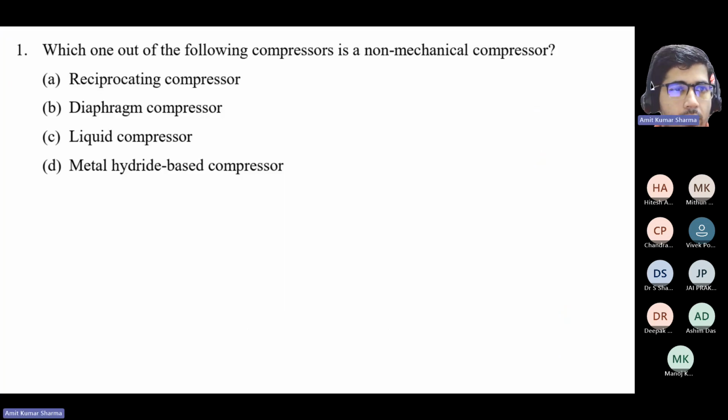So question number one is which one out of the following compressors is a non-mechanical compressor? Reciprocating compressor, diaphragm compressor, liquid compressor, metal hydride based compressor. So the question is asking which one is the non-mechanical compressor. You have been given four options. Let me know the right answer. It's a metal hydride based compressor. Okay, so we have one answer, metal hydride based compressor.